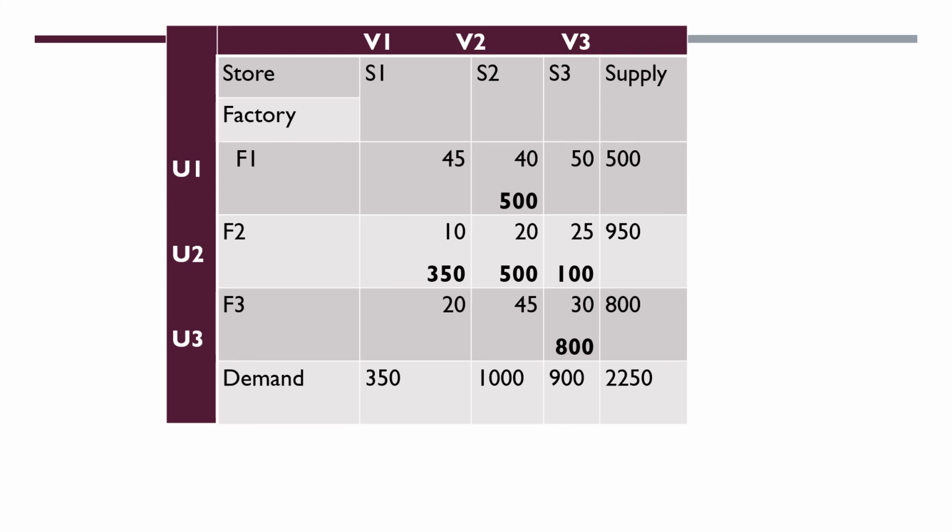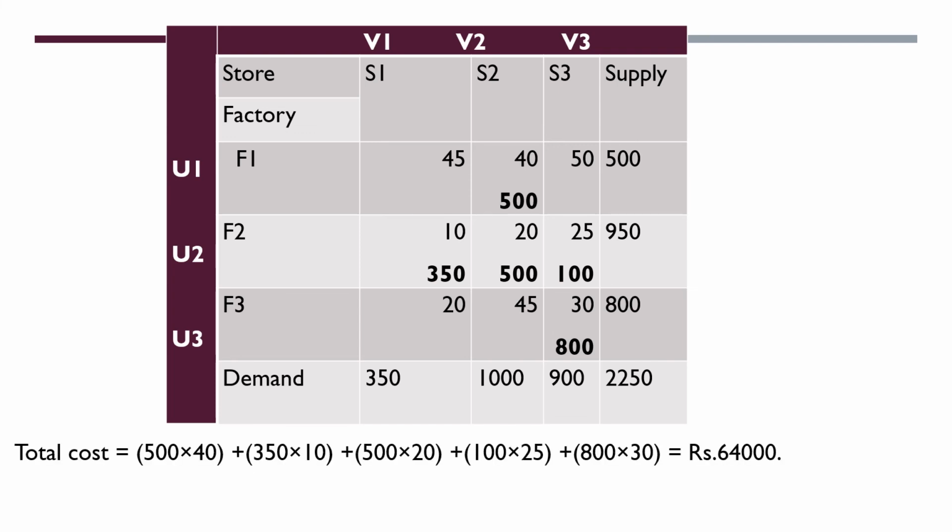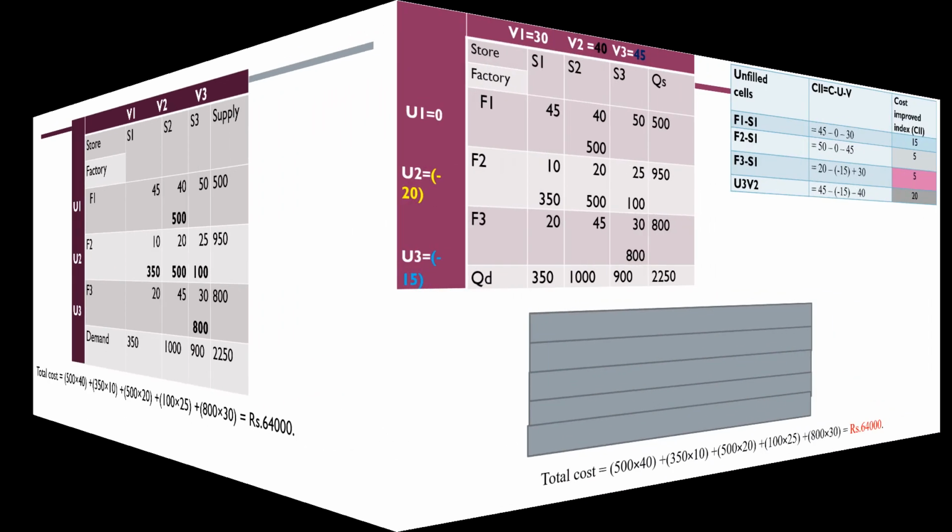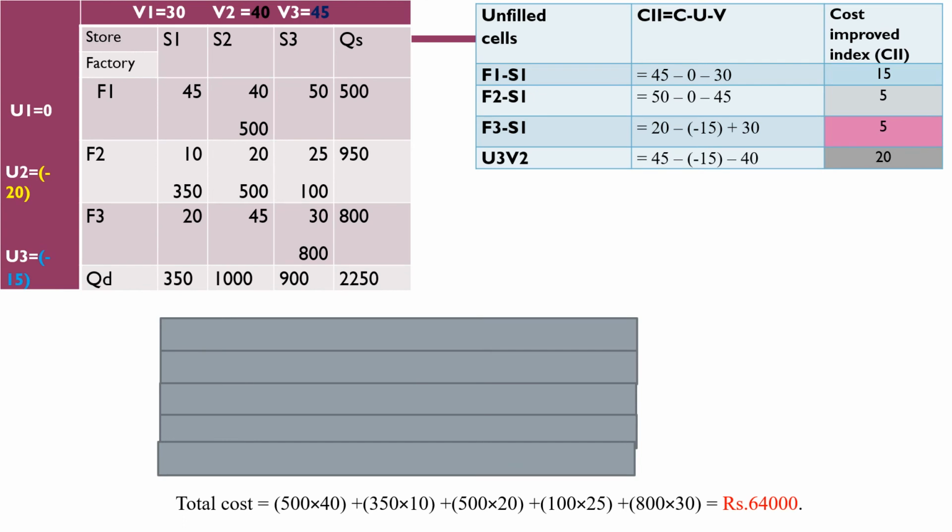Now we are going to find the transportation cost using this table. The transportation cost arrives as 64,000. Now we are going to find whether this table is an optimum table or not. For that, we have to again calculate the V values and U values. Here I already mentioned that U1 should always be 0. Then by using the transportation cost of each cell, we can calculate the V values as well as U values.